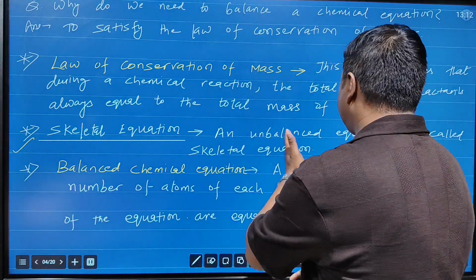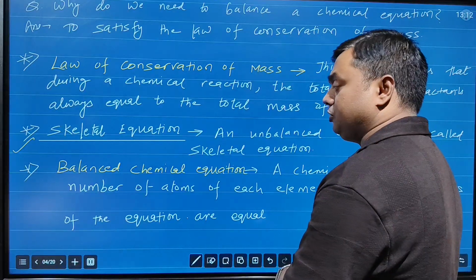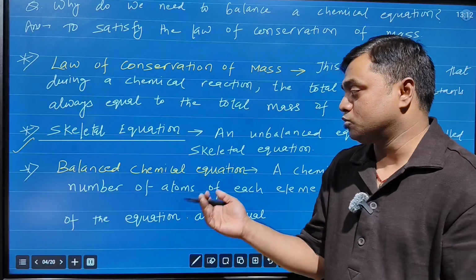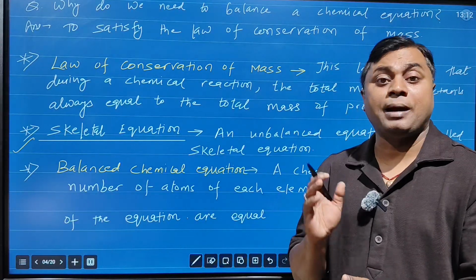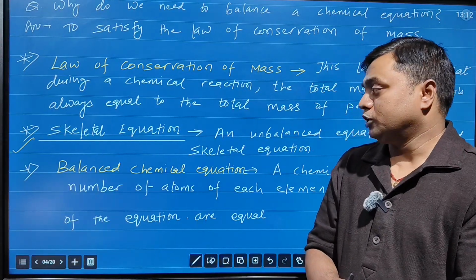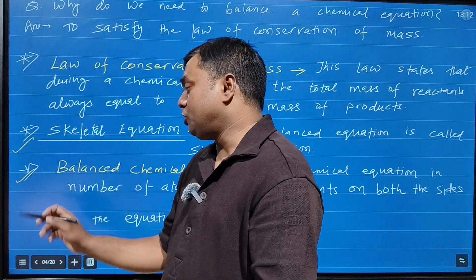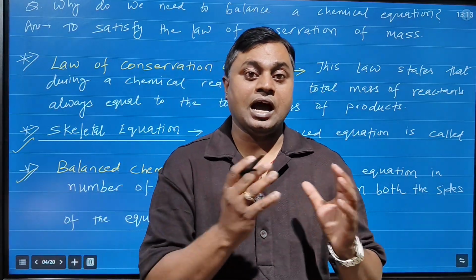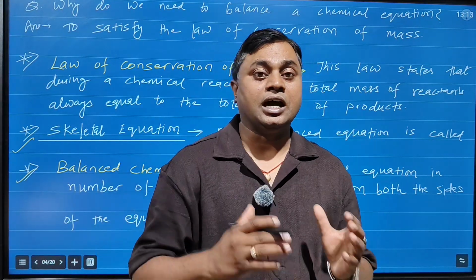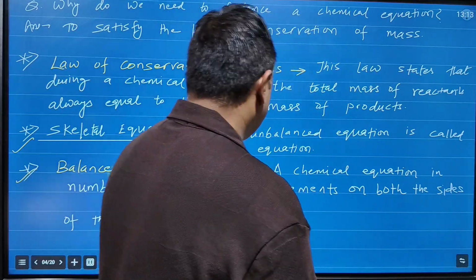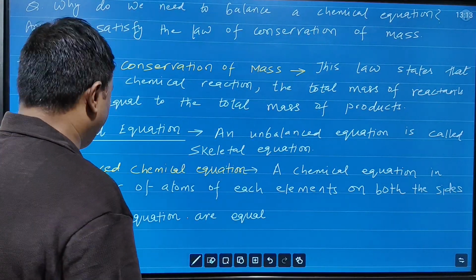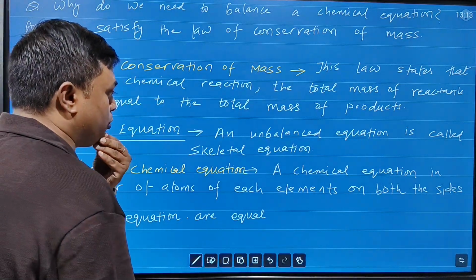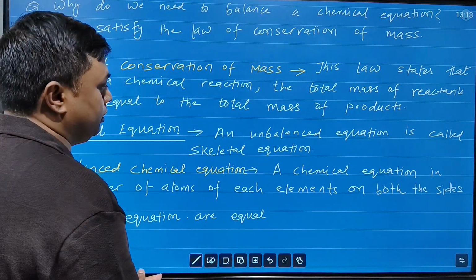Skeletal equation: an unbalanced equation is called what? A skeletal equation. So generally we write the balanced chemical reactions. Okay, in the exam also they will ask you to write the balanced chemical equations only. Okay, so what is a balanced chemical equation? When we talk about a balanced chemical equation, here the number of atoms on the LHS and RHS, that is the reactant side and product side, are equal. Okay? You can see a chemical equation in which the number of atoms of each element on both sides of the equation are equal.